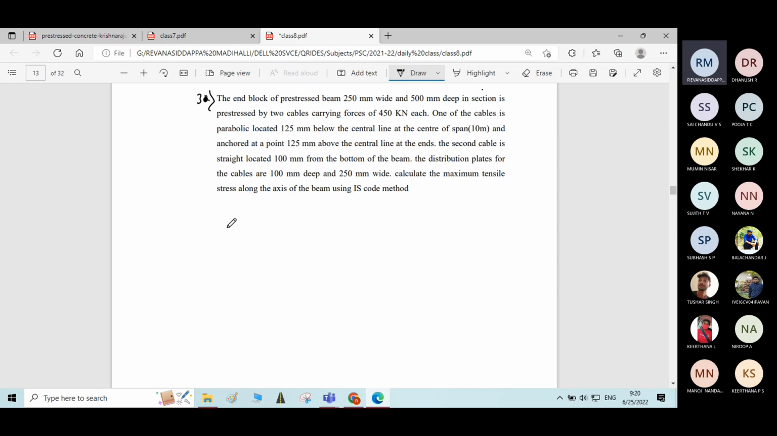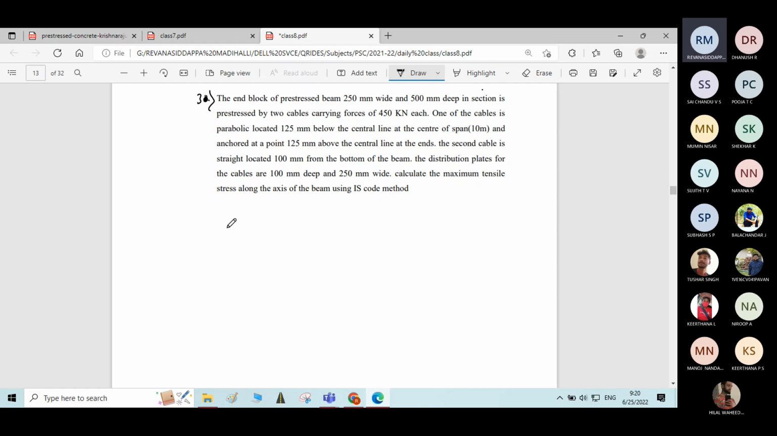Okay, there are two cables. The first cable is parabolic, located 125 mm below the central axis at the center of the span, and it is above the central axis at the support by a distance of 125 mm. And the second cable is straight, located 100 mm from the bottom of the beam.